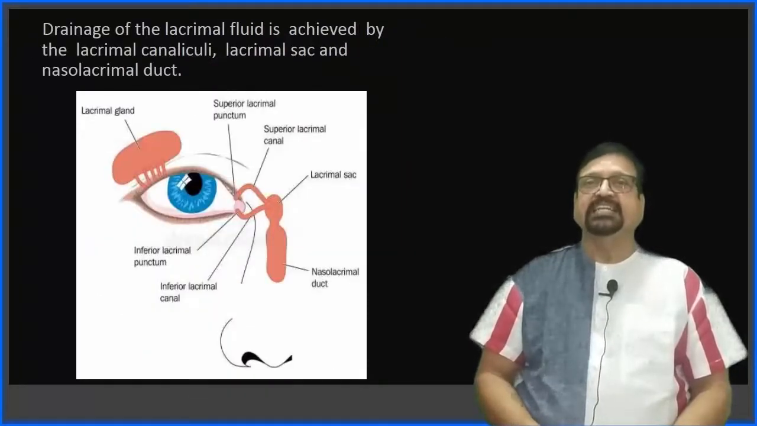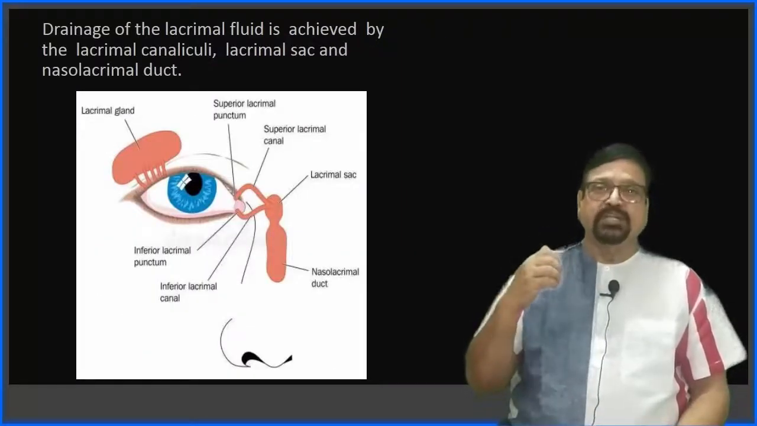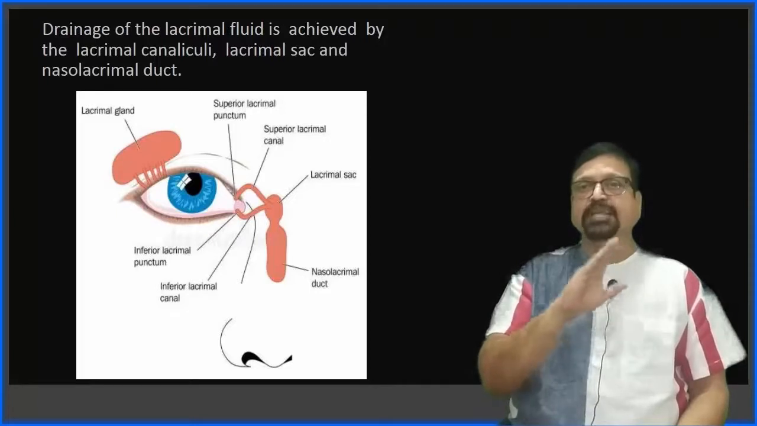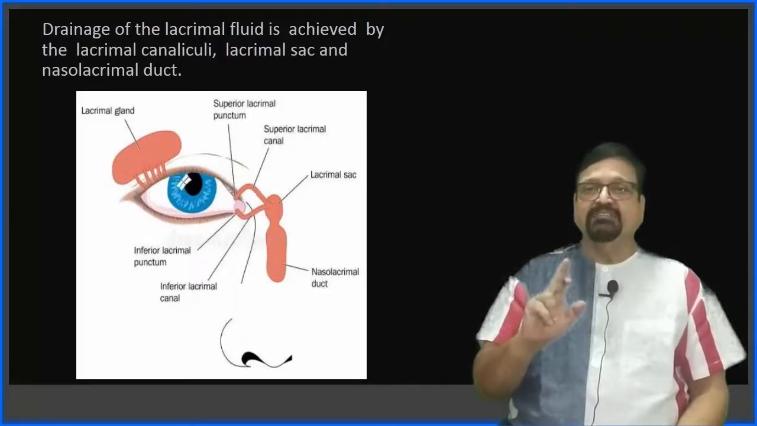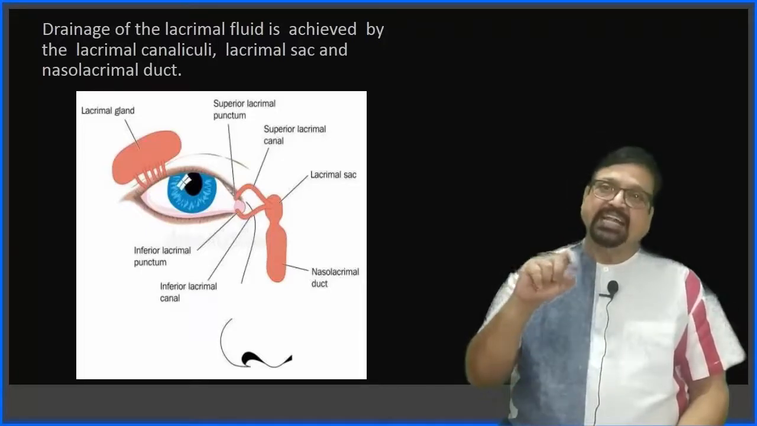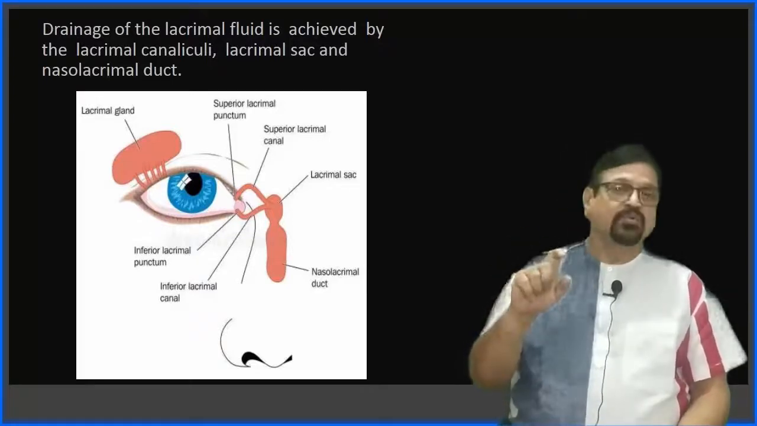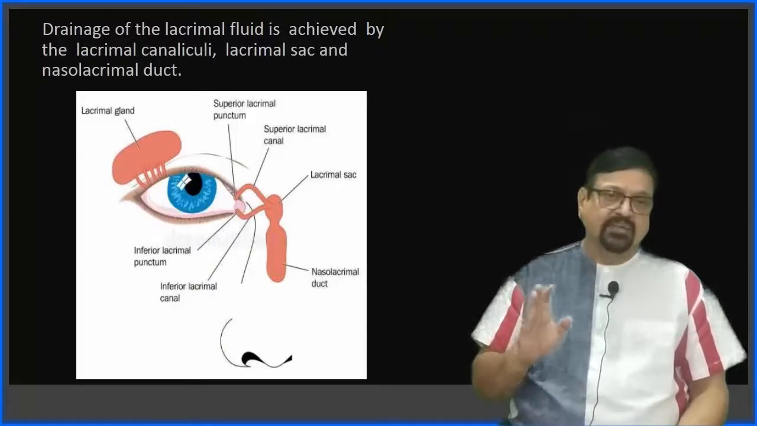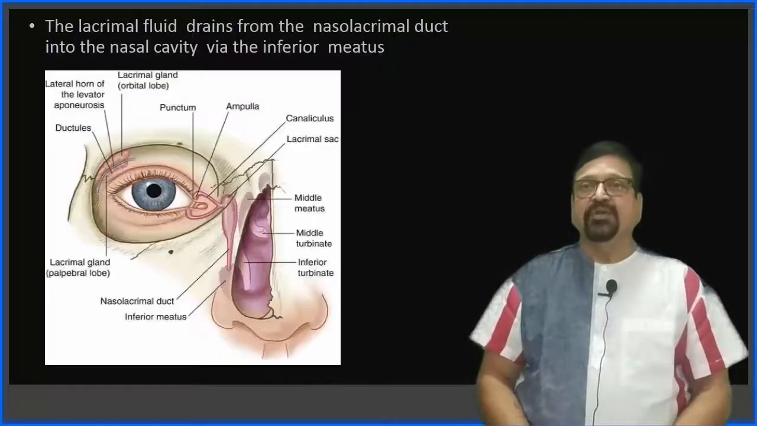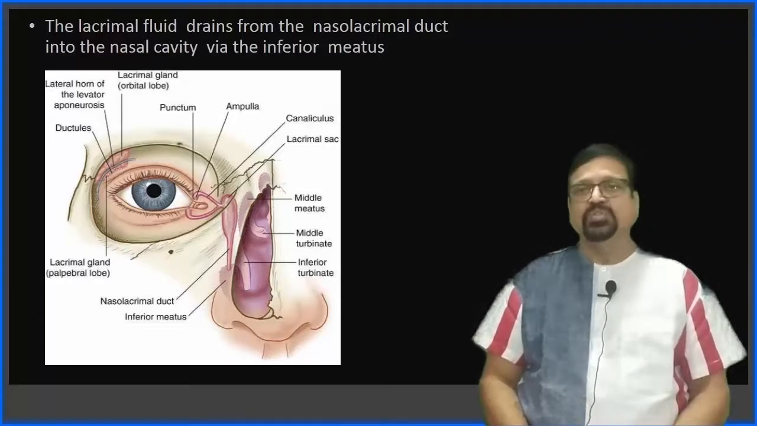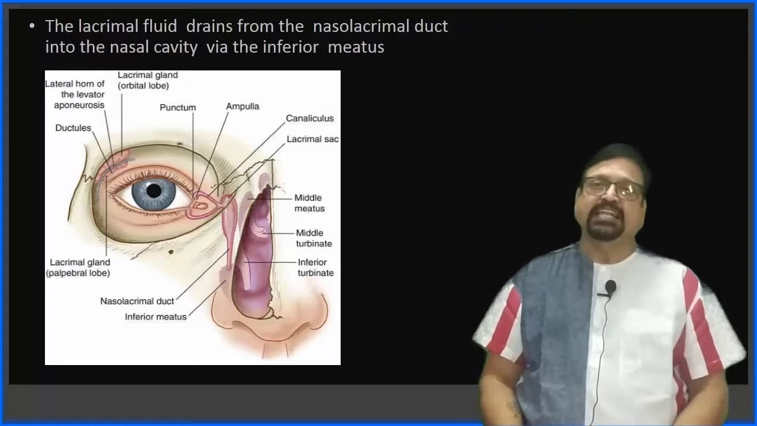Now next, the lacrimal fluid comes into the eye, or it spreads over the cornea, and it is drained ultimately from lateral aspect to medial aspect. Here it is picked up by the inferior lacrimal duct and the superior lacrimal duct, and it is collected into a lacrimal sac. From the lacrimal sac it gets drained into the nasolacrimal duct into the nose. The lacrimal fluid drains from the nasolacrimal duct into the nasal cavity via the inferior meatus. So at the inferior meatus in the nose, the ultimate drainage of the lacrimal fluid takes place.